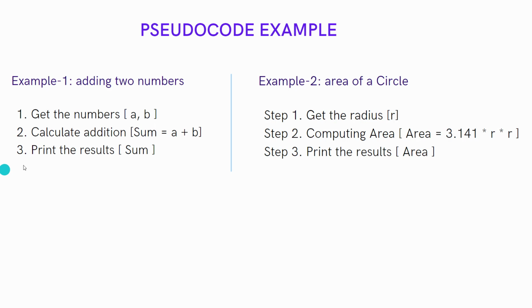Print the results. How are we going to print? Using sum. That's it. So we'll just get the numbers. That is step 1. We'll calculate addition. Step 2. We'll print the results. That is step 3. You can also write step 1, step 2, step 3 like this as well, or you can use 1 to 3.